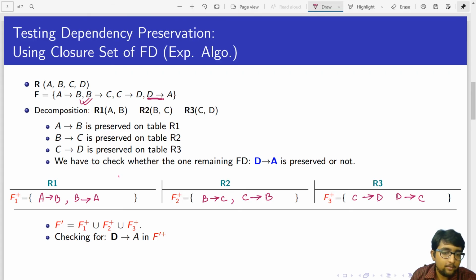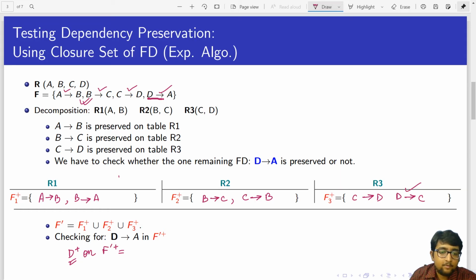Now we will do the union and check whether all the dependencies in F are there or not. So obviously A functionally determines B, B functionally determines C and C functionally determines D. These three dependencies are directly applicable, that you can see. Now D goes to A, we will check whether we can derive it from these functional dependencies or not. From F1 plus, F2 plus, F3 plus, if from all three of them we can derive the D functionally determines A dependency, then we will say that it is dependency preserving.